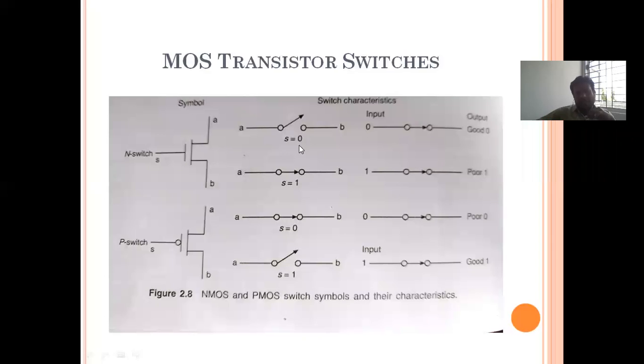Here we will observe this switch. Suppose the N switch is there. When we apply 0 on the gate terminal of the NMOS switch, what will happen? It will pass a good 0. And when we apply 1 on the NMOS, it acts as a closed switch.